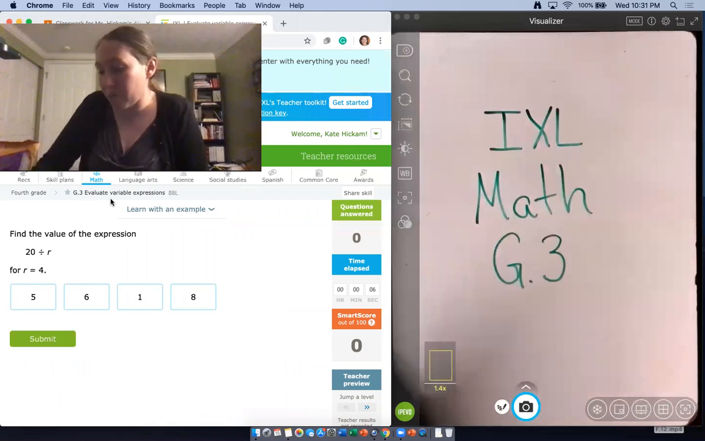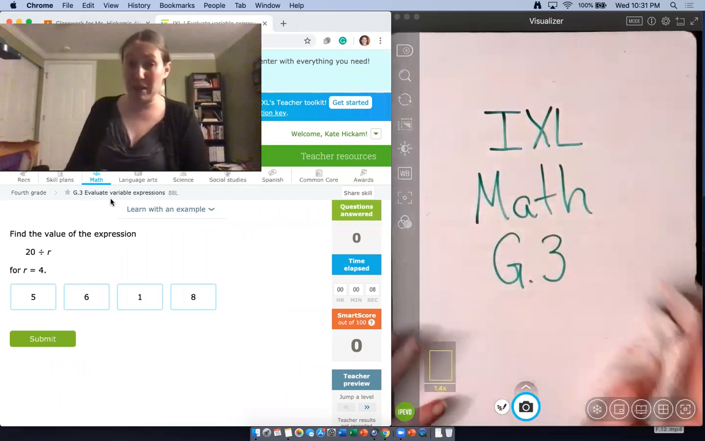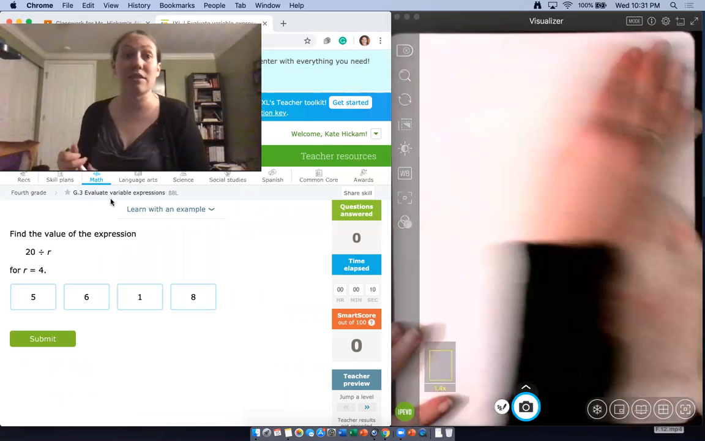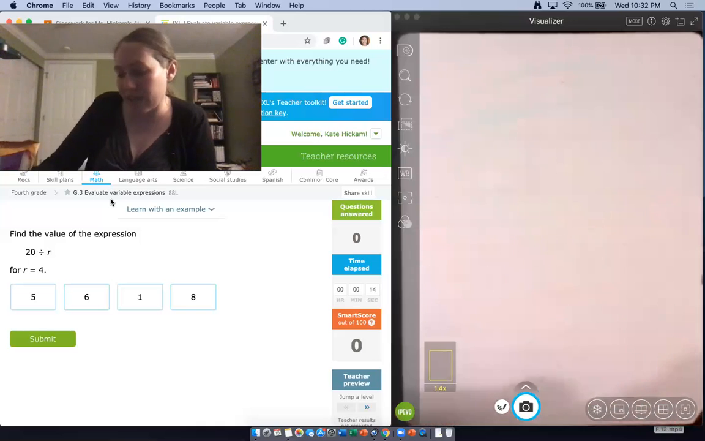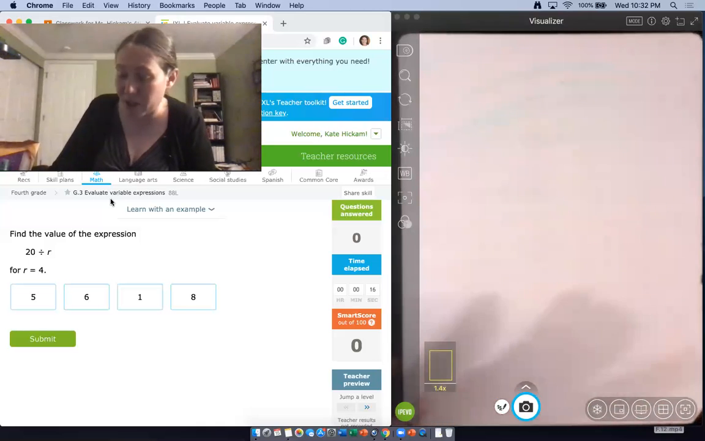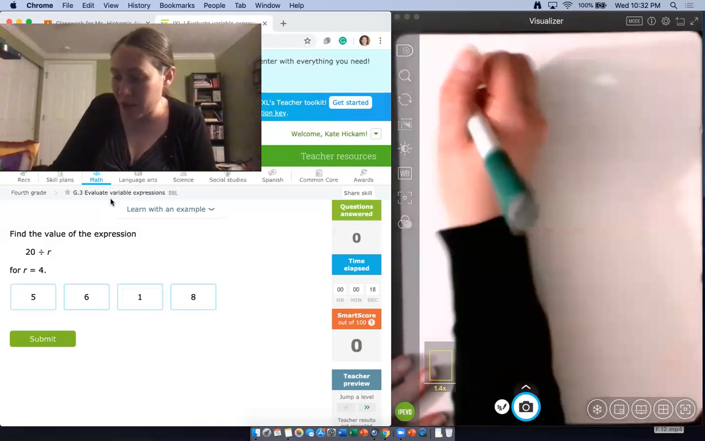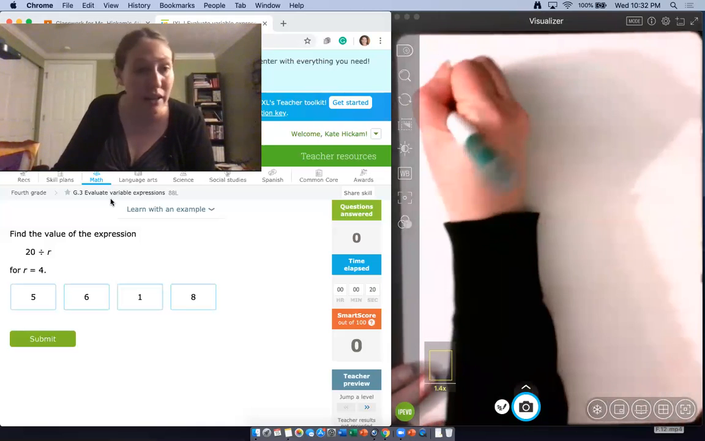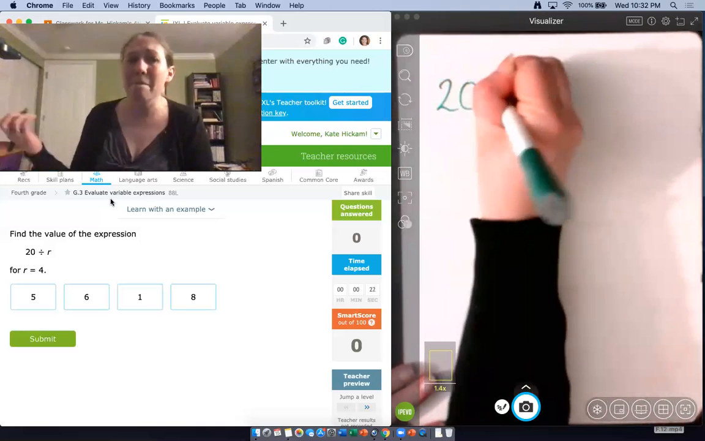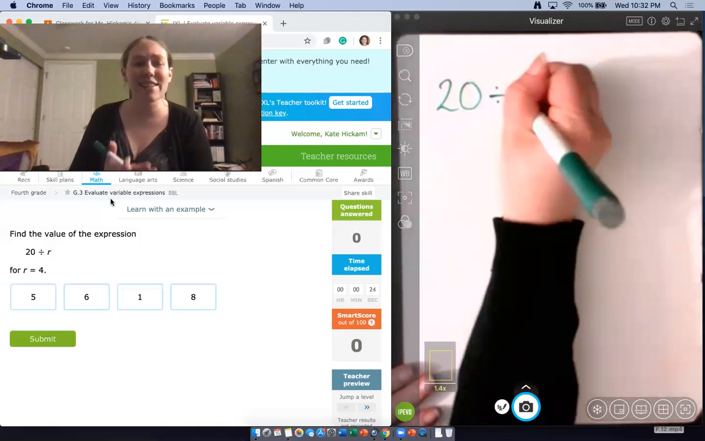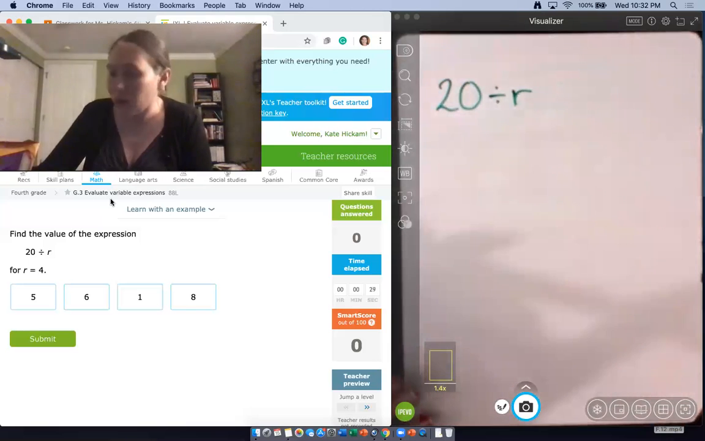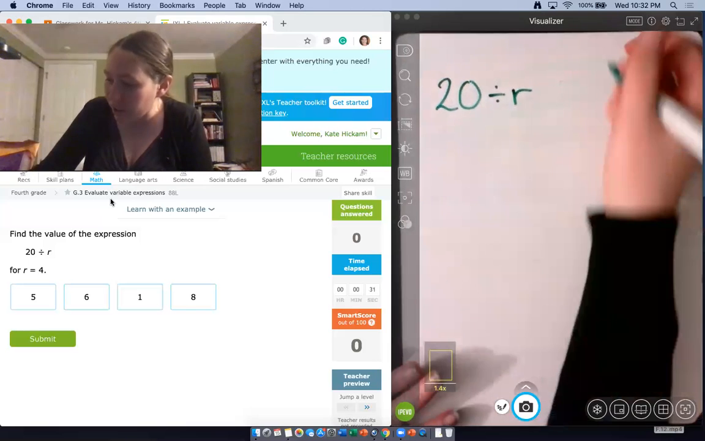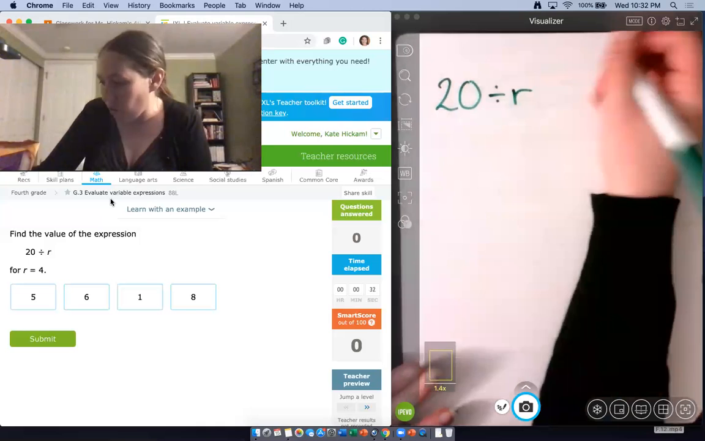I love variable problems because they remind me of puzzles, and puzzles are like one of my favorite things. So first of all, it gives us an equation or an expression. So we have 20 divided by r. But then in this case, they give us what r is. So we know that r equals 4.